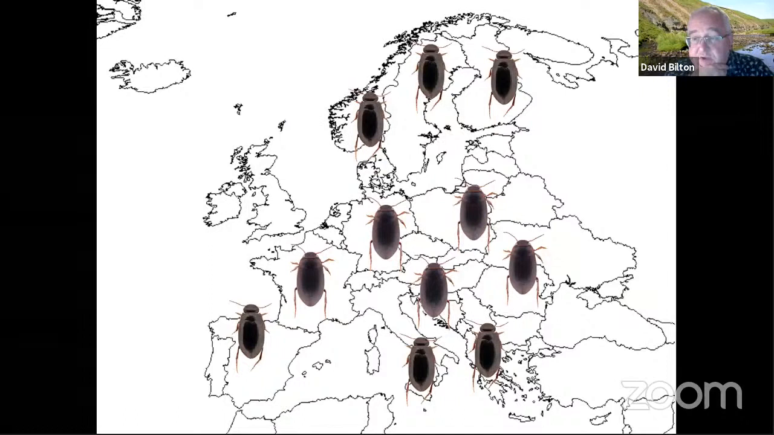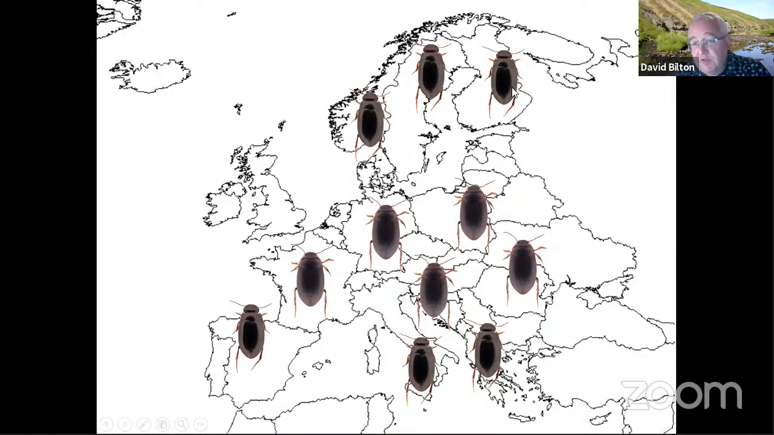If we think about the distribution of the two forms in Europe as a whole, it isn't that one's northern and one's southern, or one's in cold climates and one's in warm climates. It's that one's central and one's more peripheral. So we have the shining form in both the south and the north of the range in Europe, and the matte form in the middle.